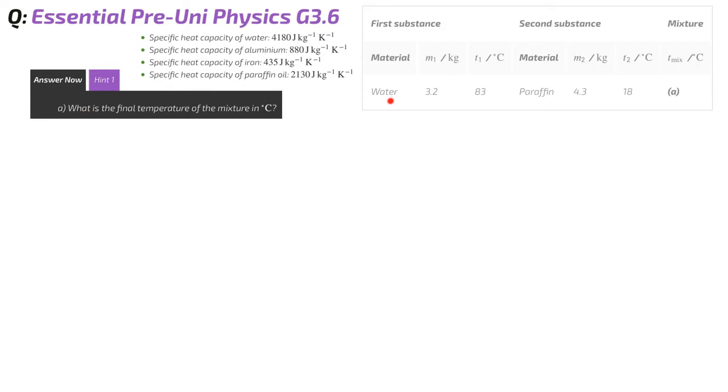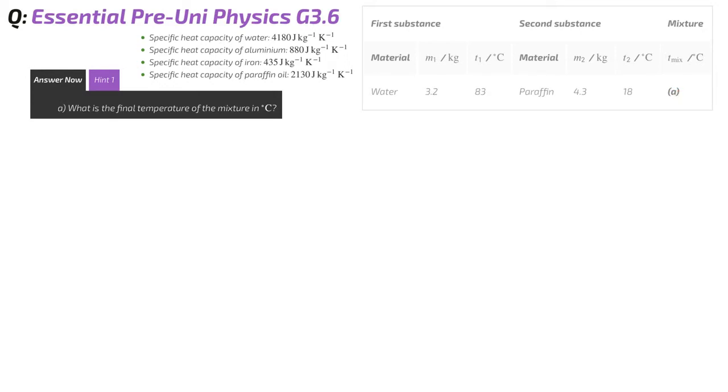We are told we've got a mixture of water and paraffin, and we have to calculate the temperature of them once they've reached equilibrium when we've mixed them together. We've got 3.2 kilos of water at 83 degrees Celsius and 4.3 kilograms of paraffin at 18 degrees Celsius. We've got their specific heat capacities over here. We have to work out what the temperature of the mixture is when it comes to equilibrium.